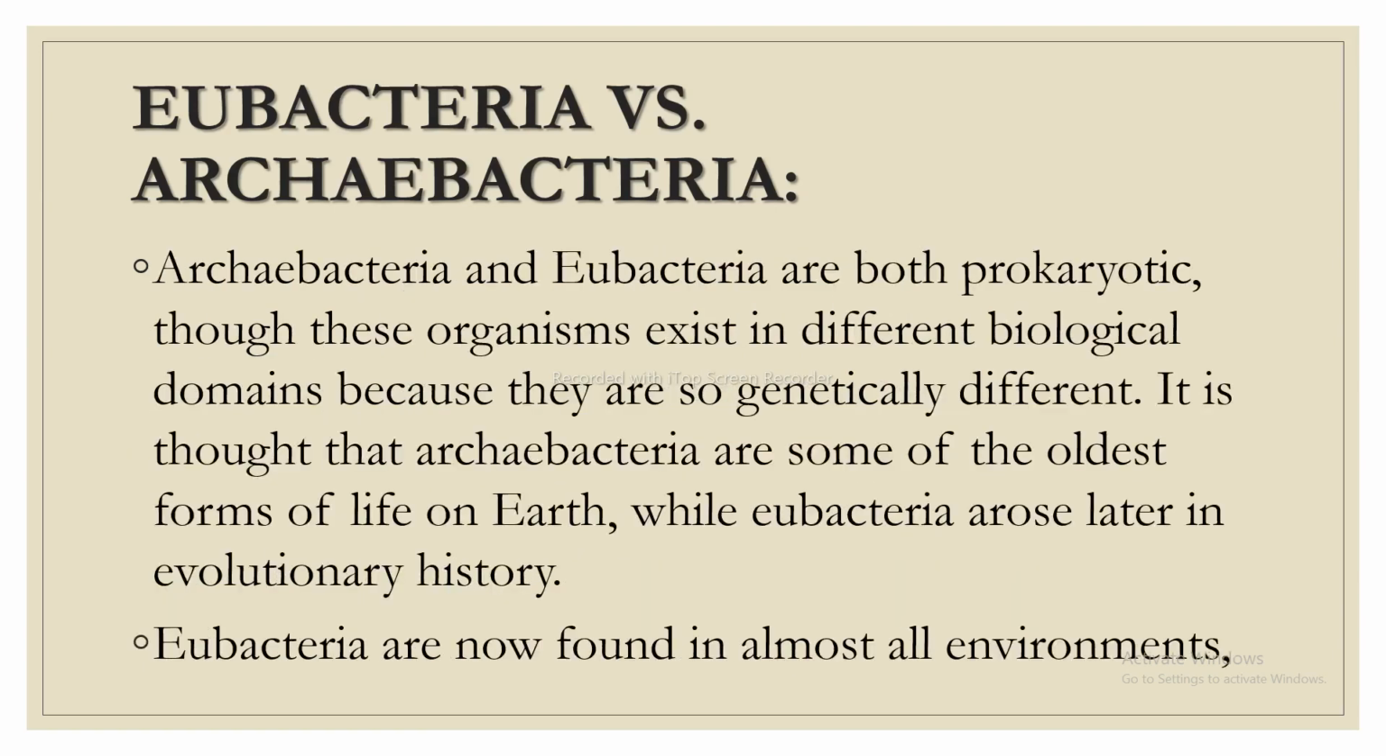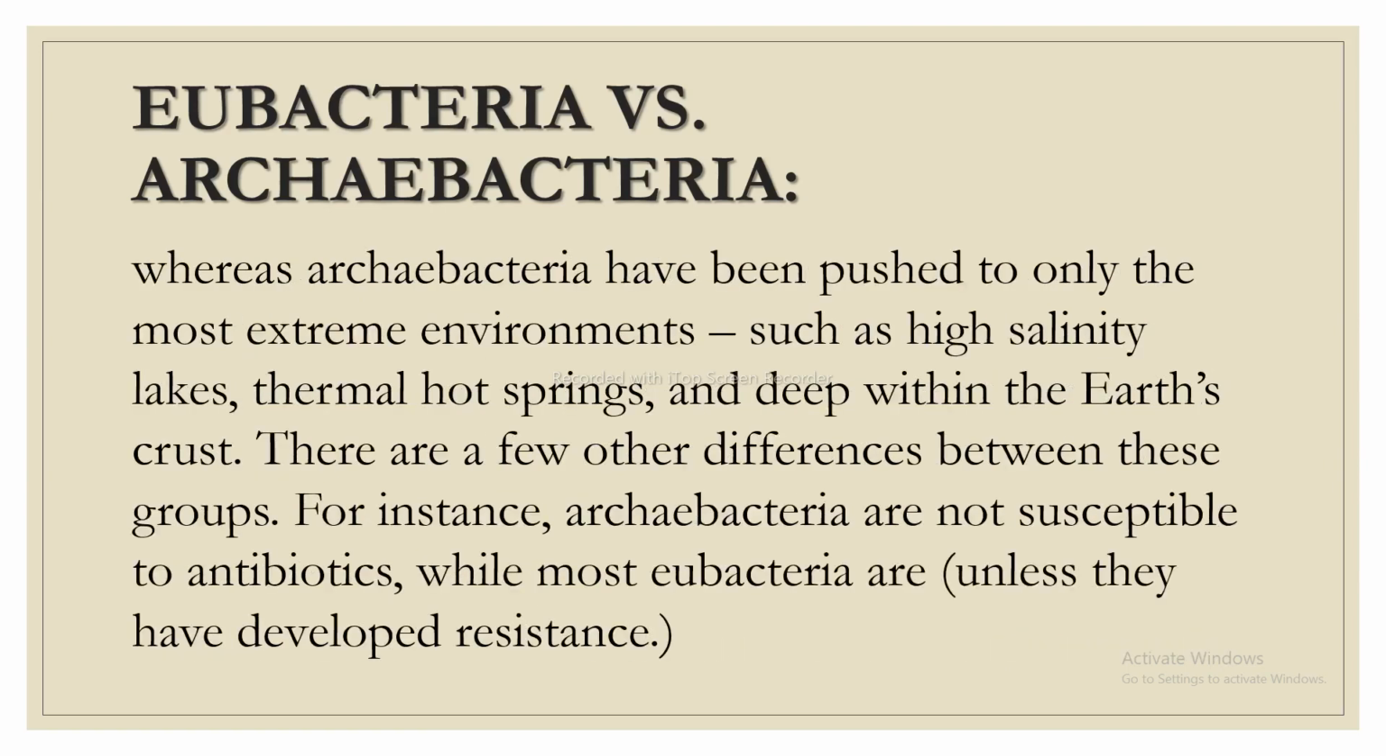Archaebacteria and eubacteria are both prokaryotic, though these organisms exist in different biological domains because they are so genetically different. It is thought that Archaebacteria are some of the oldest forms of life on Earth, while Eubacteria arose later in evolutionary history. Eubacteria are now found in almost all environments, whereas Archaebacteria have been pushed to only the most extreme environments, such as high salinity lakes, thermal hot springs, and deep within the Earth's crust.